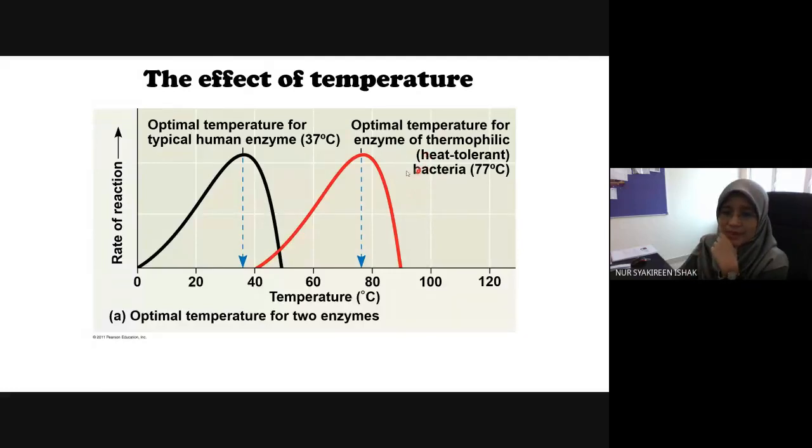But if you were to place the bacteria in a pond of lower temperature, as you can see, they cannot survive. They cannot survive because the enzyme of the bacteria cannot achieve its active state.